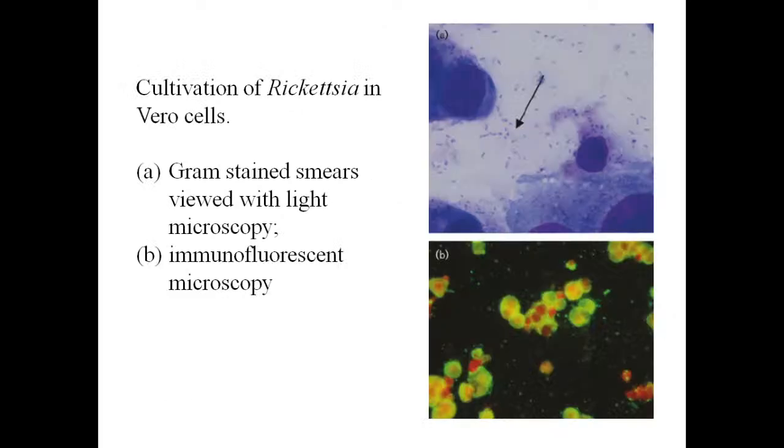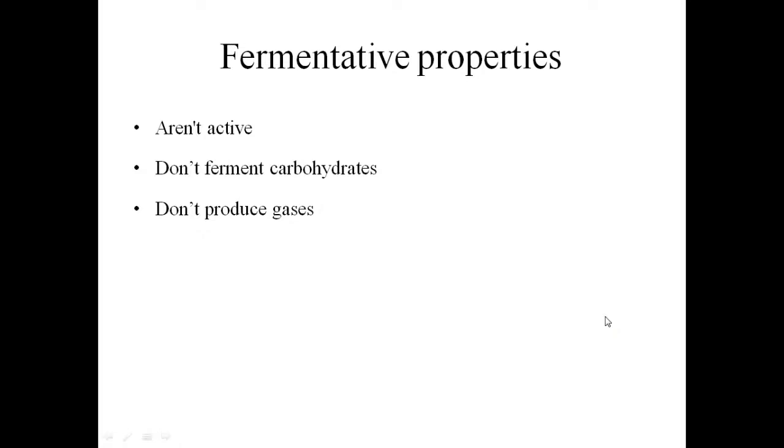In these diagrams, you can see cultivation of rickettsia in Vero cells. In this photo, we can see gram-stained rickettsia in light microscopy and here in immunofluorescence microscopy. What about fermentative properties? They are not active in fermentation. They don't ferment carbohydrates and don't produce gases. They are parasites. That's why their fermentative properties are very, very slow. They are not active in fermentation.